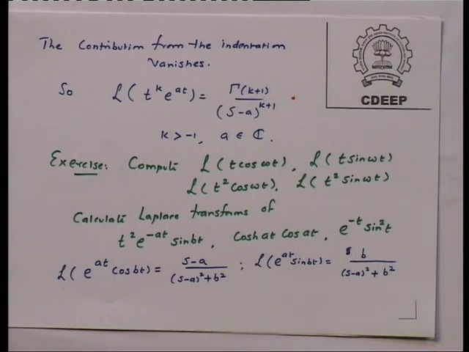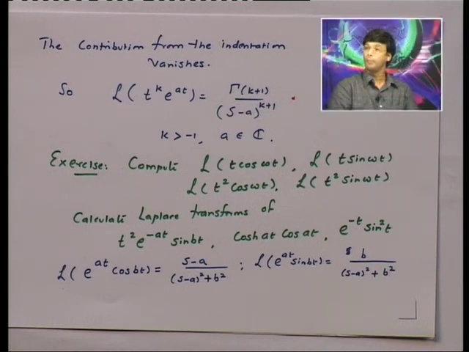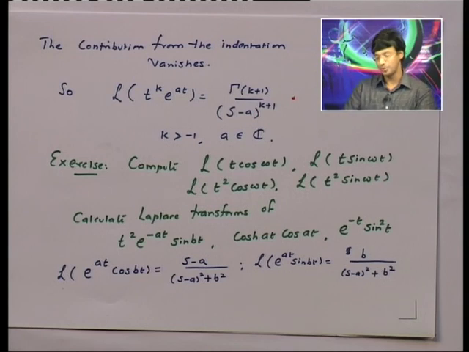Just write the functions, don't just write a list of functions whose Laplace transform you have to calculate. And then write down the last one also. Laplace of e to the power at cos bt is s minus a upon s minus a the whole squared plus b squared, and b upon s minus a the whole squared plus b squared. Correct?